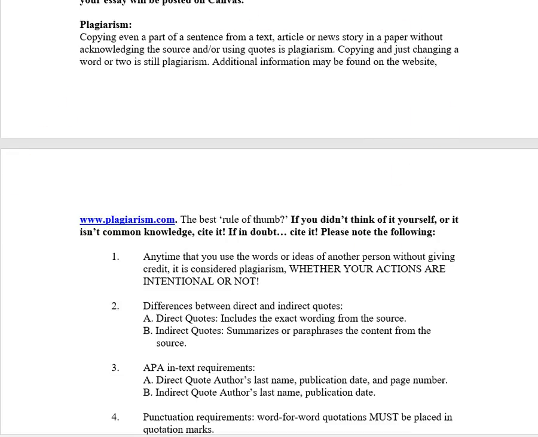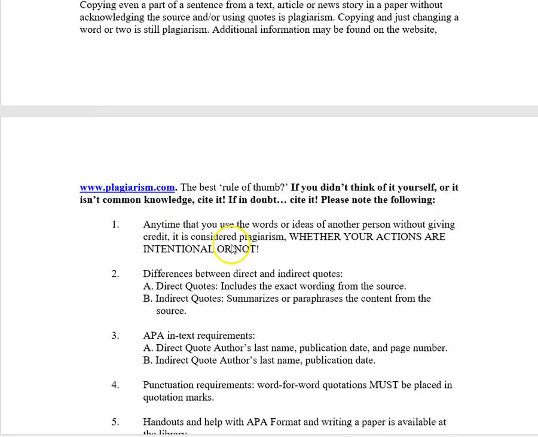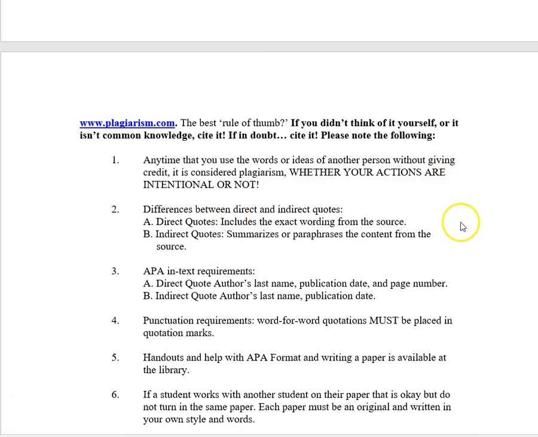Now, if you need more info, I have a website right here at plagiarism.com that you can look at, but I have some rules of thumb for you to follow. If you didn't think of it yourself, it's not common knowledge. Cite it. If in doubt, cite it, because you can't go wrong.